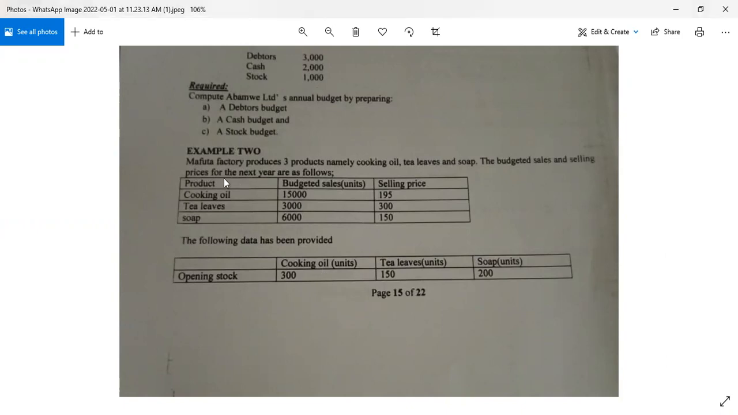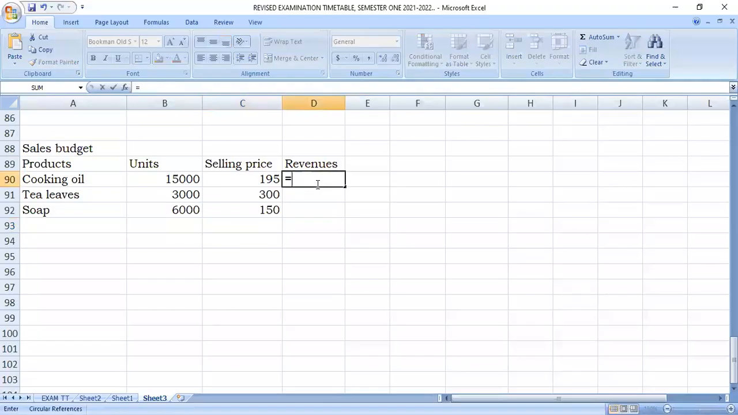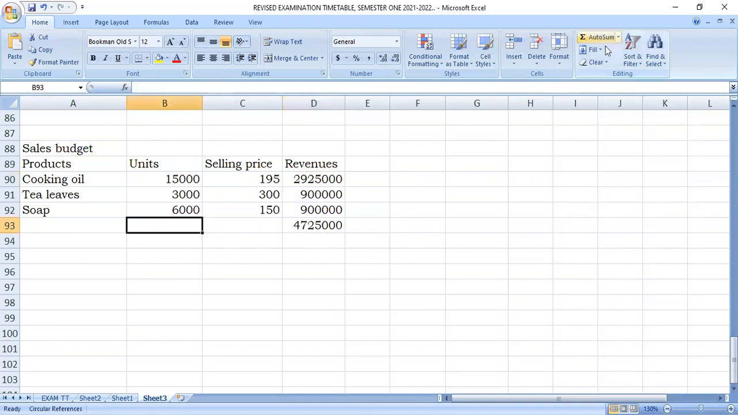So I hope we're clear. These are the products. You're given the sales units. You're given the selling prices. So they help us to get the sales budget complete in terms of sales and revenues. Revenues are given by the number of units times the selling price. Then you have your value, then you have total revenues, and you also have total units.